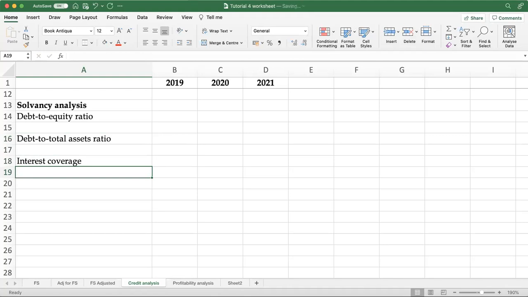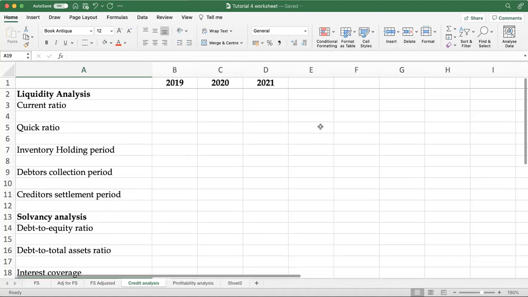So by doing liquidity and solvency analysis, you can see how far the company has been able to pay liabilities. Right. So that's about credit analysis. You can do it.